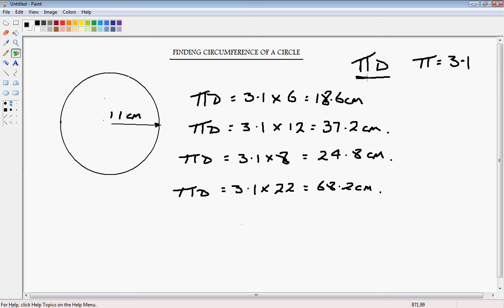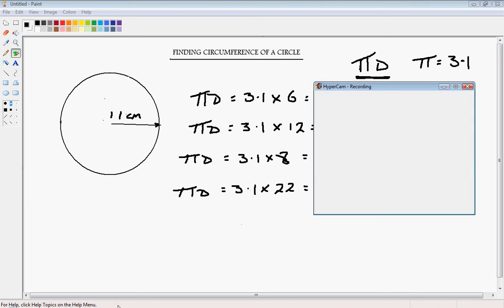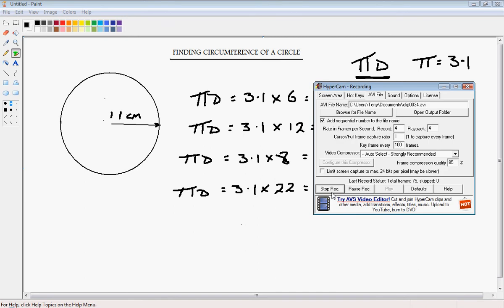Okay, and that really is all there is to it. Okay, you just need to remember this little formula, pi d. Okay, so what you need to do now is practice, and then the next video will be on area.